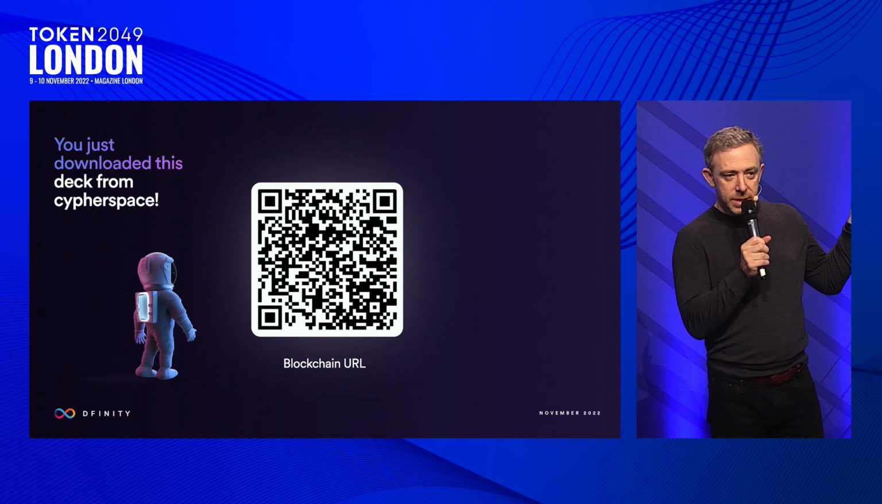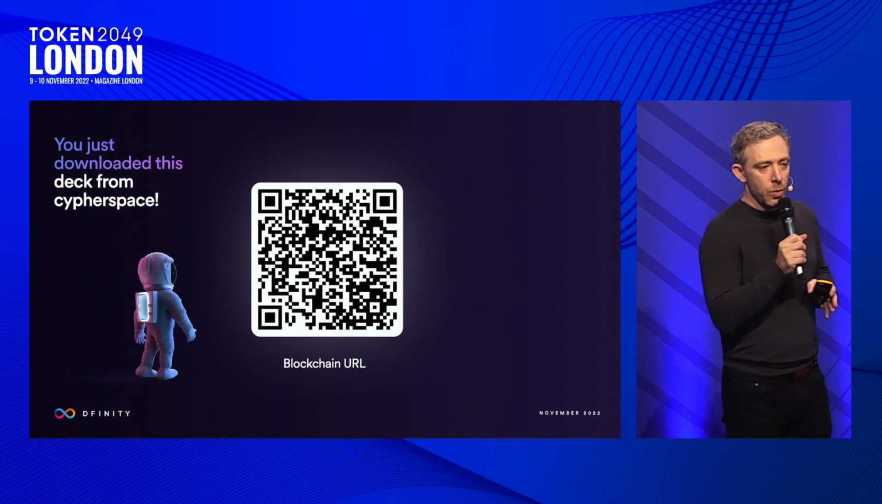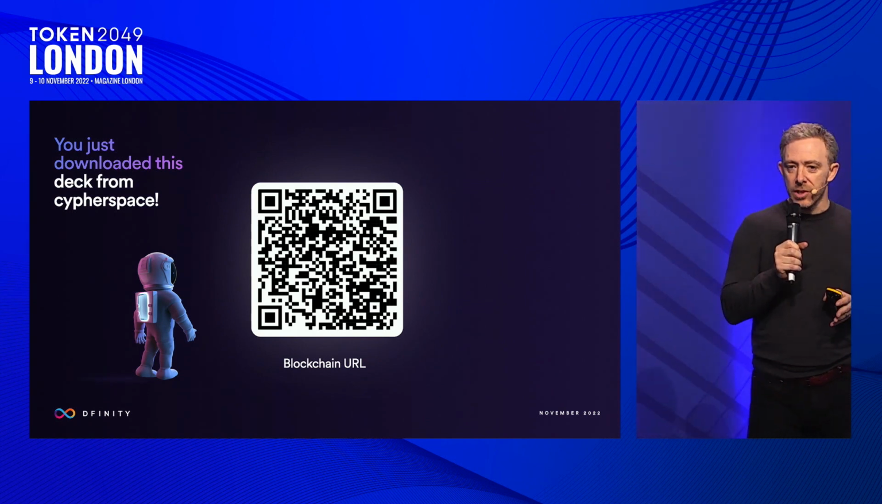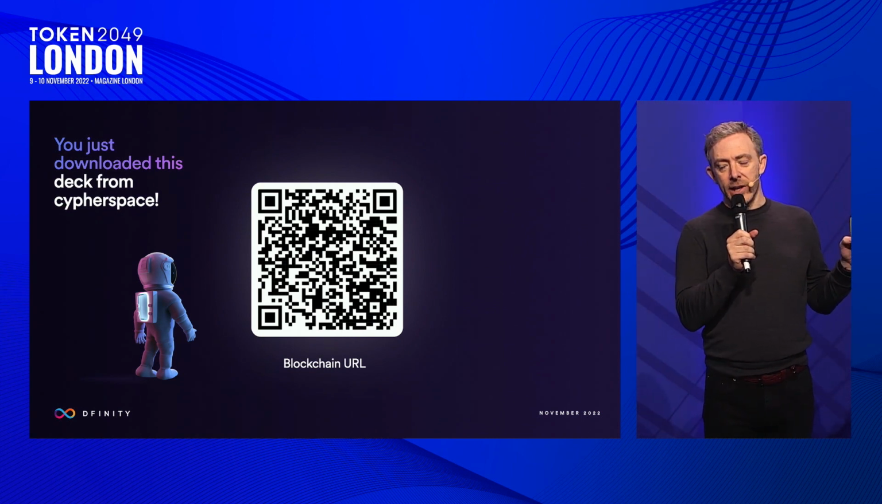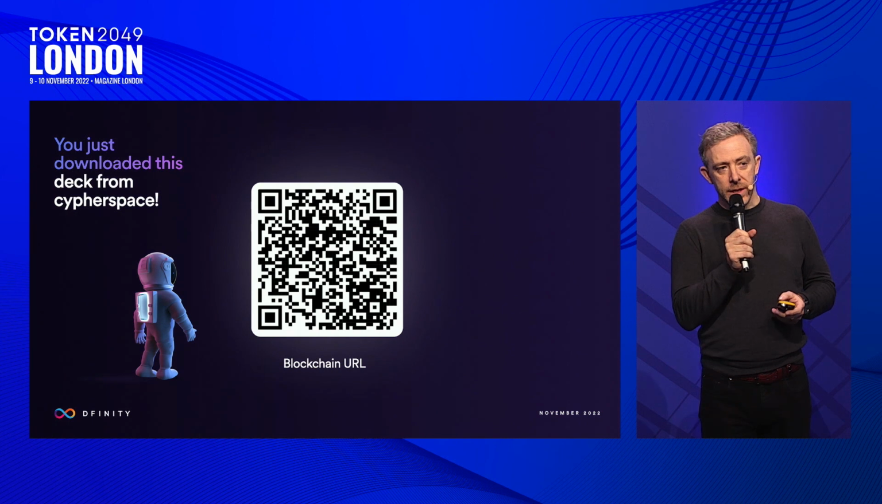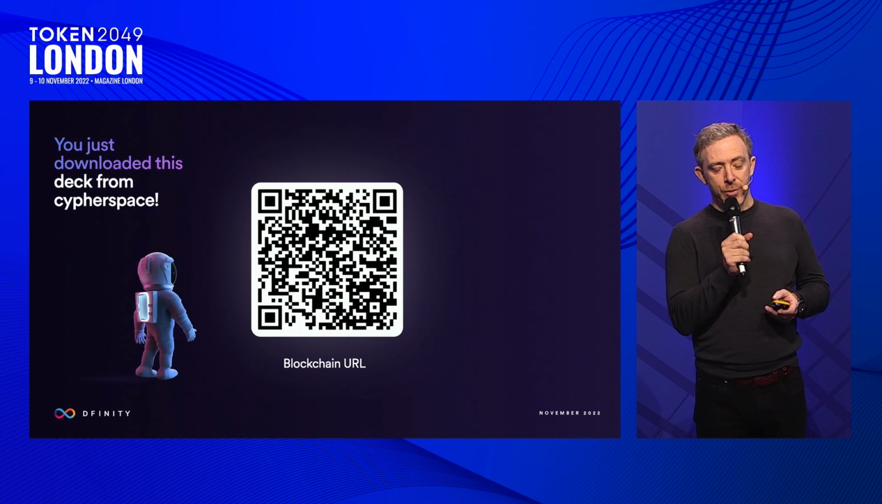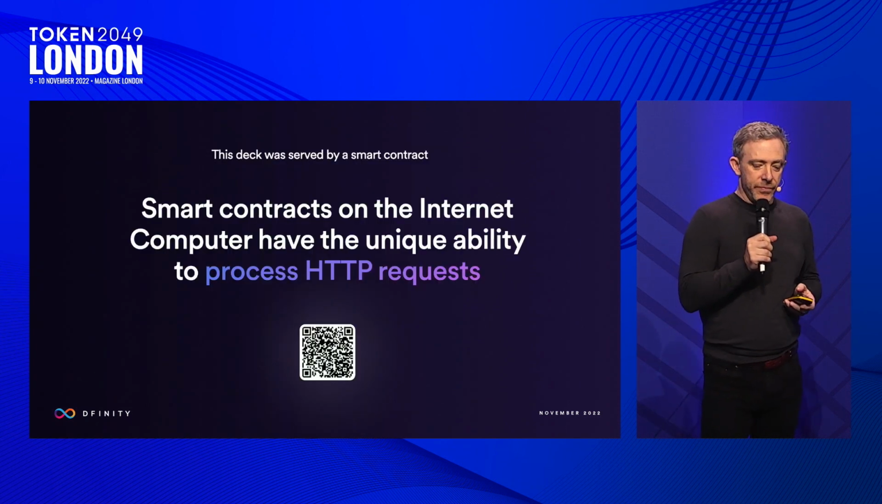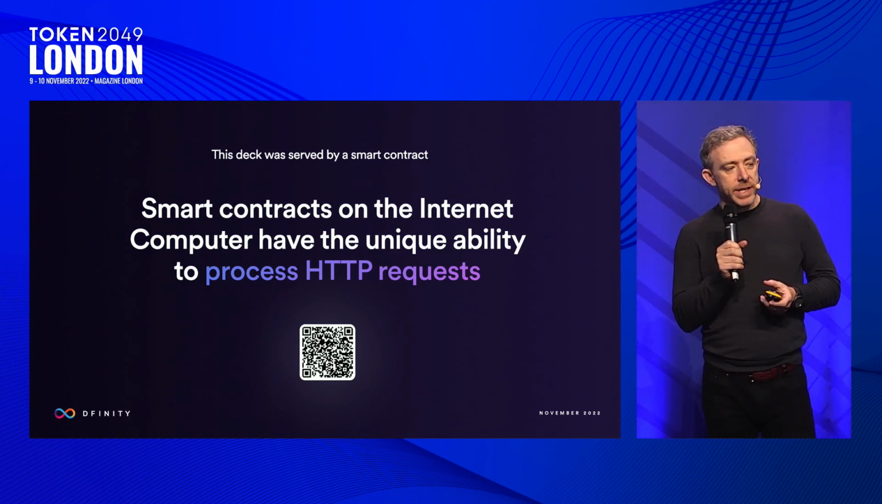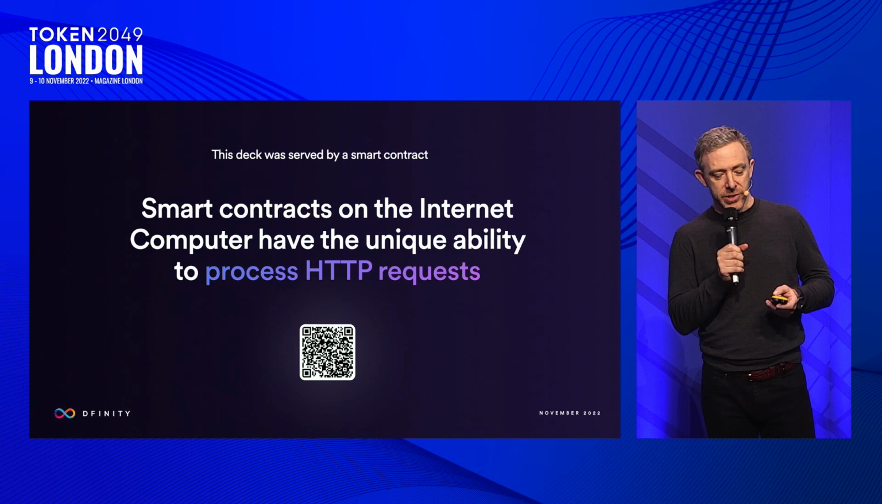If you photograph this QR code, you can actually download this deck. What's interesting about the QR code is that it downloads a deck that's served by the blockchain itself. So the Internet Computer is the first blockchain where smart contracts can actually process web requests. And that's a game changer, because I don't know how many of you are aware, but generally speaking, when you interact with anything Web3, it's coming off Amazon Web Services.